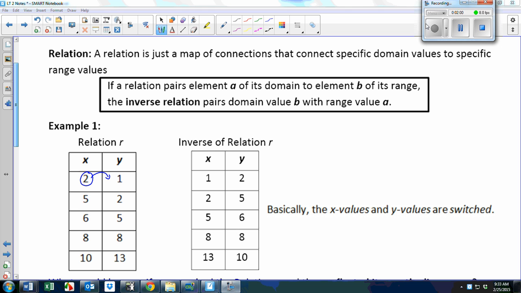All right, had to pause the video there, so I'm not really sure where we were with the discussion, but I know that we talked about 2 mapping to 1 in the original relation, and 1 maps to 2. It undoes what was just done. All right, moving a little faster.